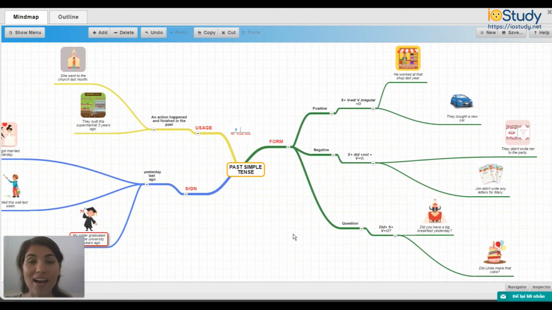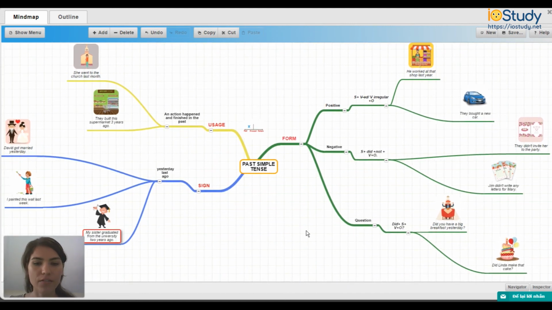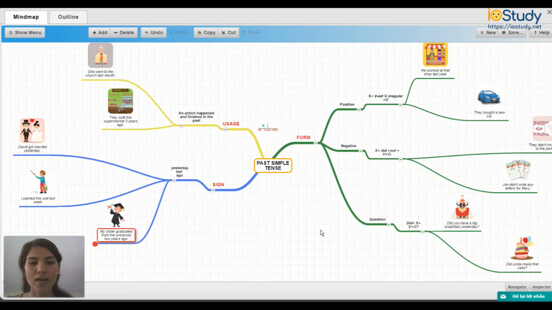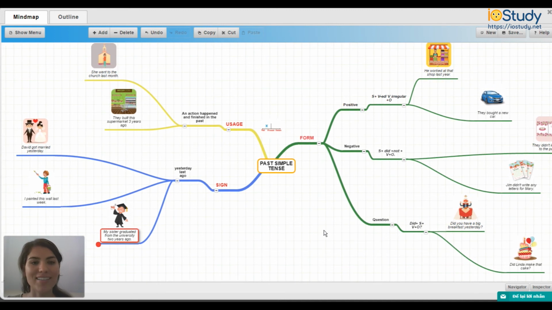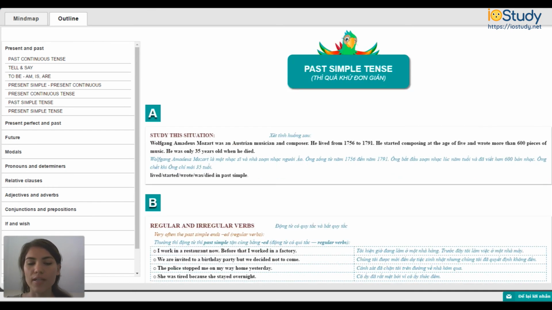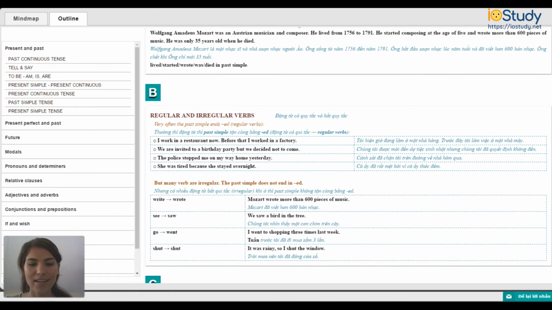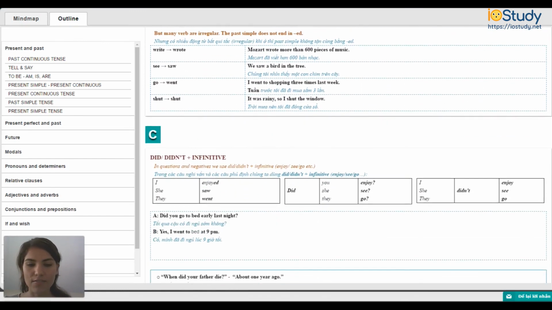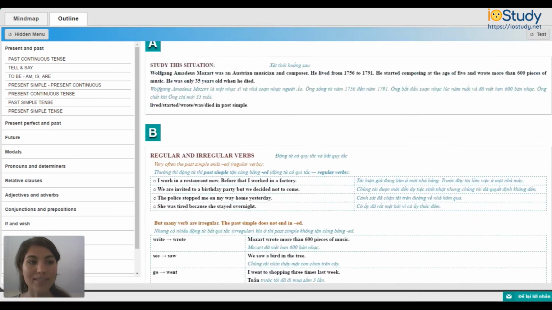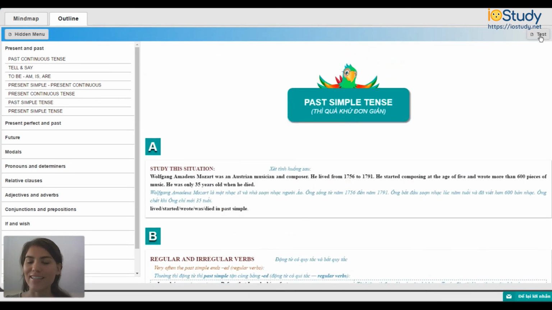Okay, so now we have the mind map completed for you. You can always refer back to this mind map to know how to use this grammar in a sentence. Next, let's move on to the outline. The outline of the past simple tense is here. You can scroll through it and read for more information, for example sentences and further explanations. Go ahead and read through this before you go on to take the test.